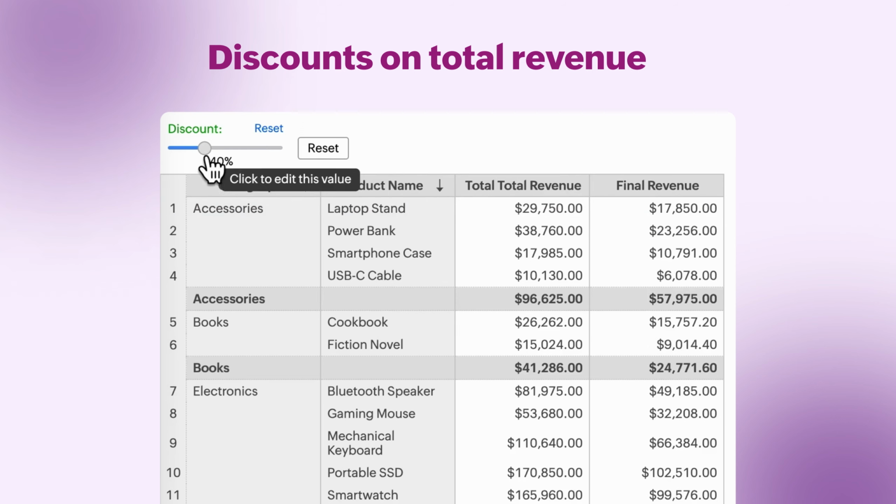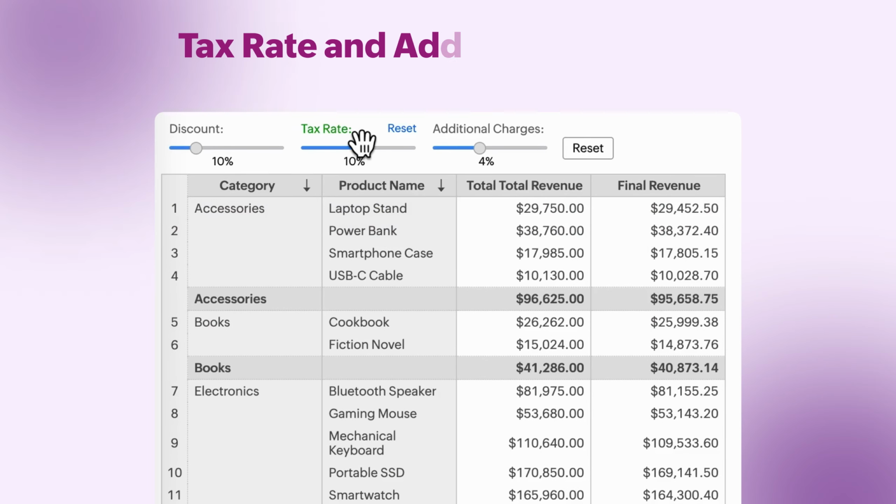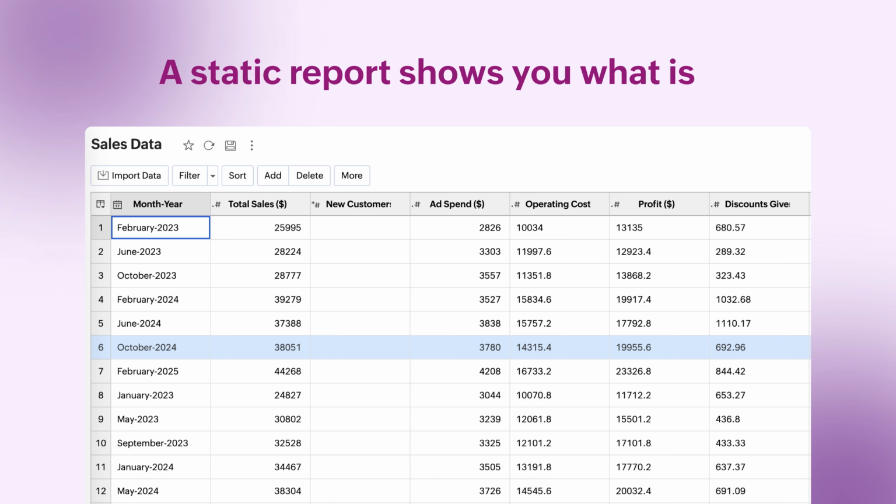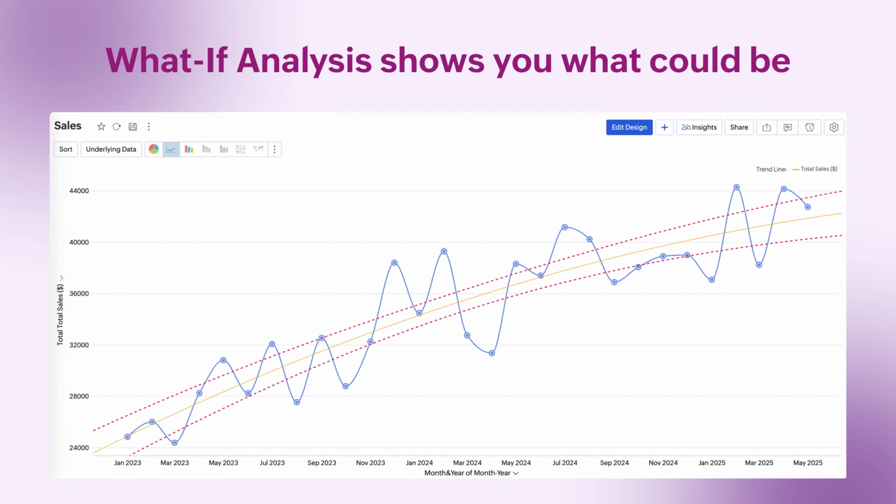But we're not stopping there. We'll also introduce tax rate and additional charges as variables, giving us a holistic understanding of how different factors can shape our final revenue. A static report shows you what is. What-if analysis shows you what could be.